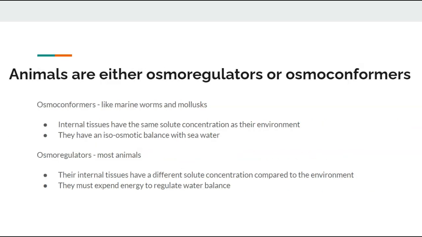Okay. Last bit is all about these adaptations. So there's like 3 more slides. So animals can either be osmoregulators or osmoconformers. An osmoconformer is like a marine worm or mollusk, and the inside tissues have the same solute concentration as their environment. This is isoosmotic. Okay, they are in balance. So it's just constantly conforming to whatever is going on in their environment. There's no difference. If it gets saltier, then their body gets saltier. If it gets more watery, then their body gets watery.